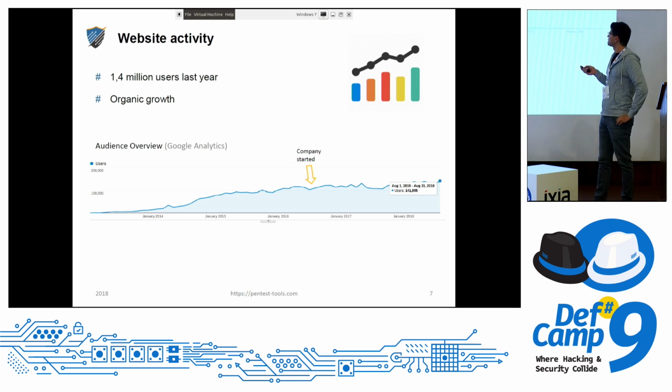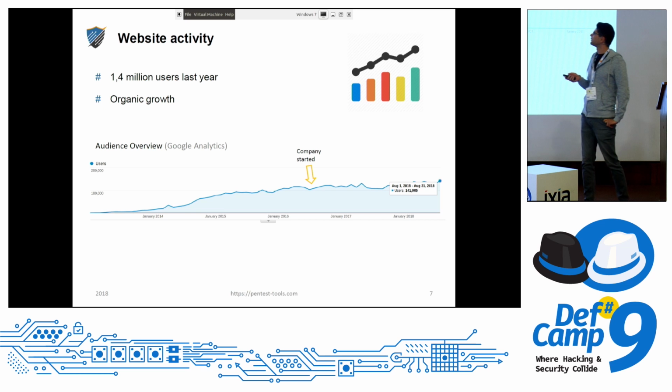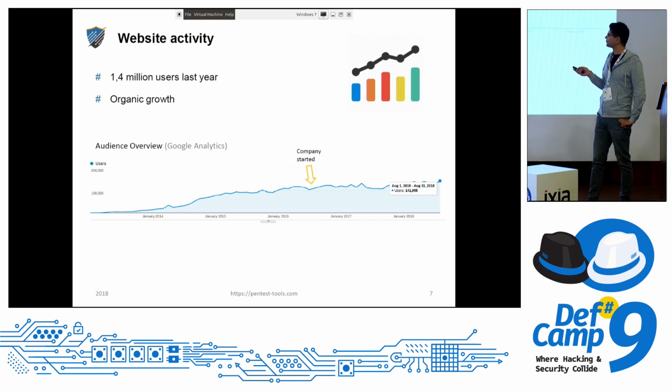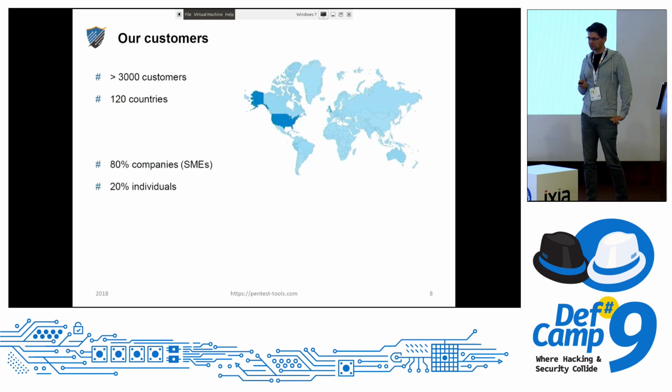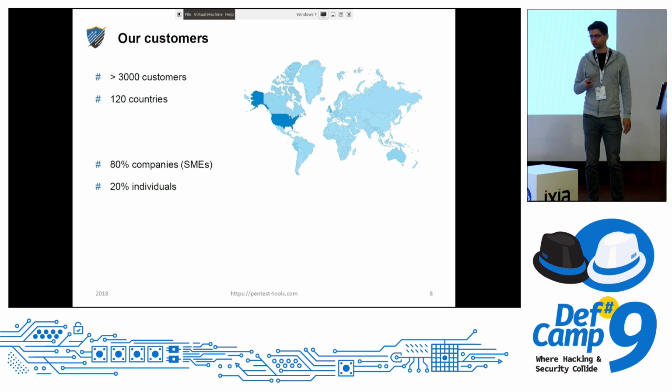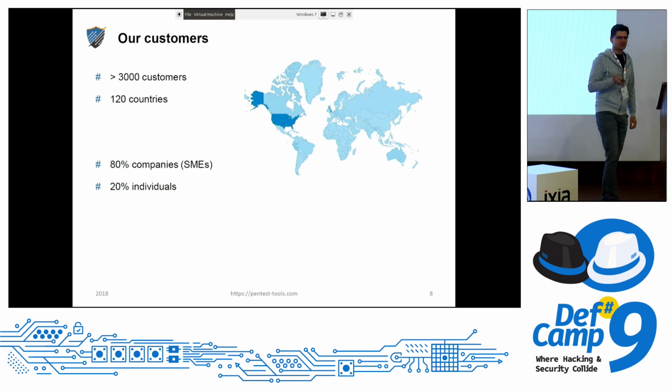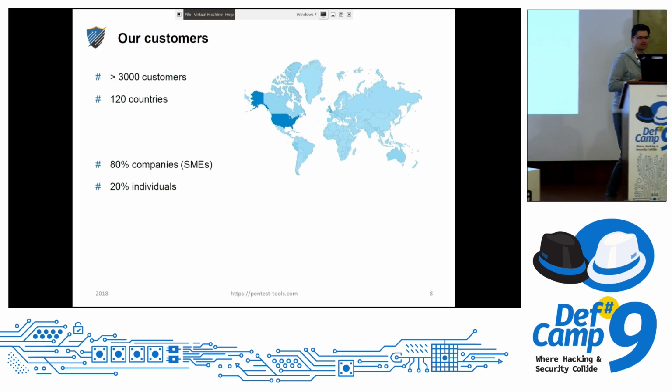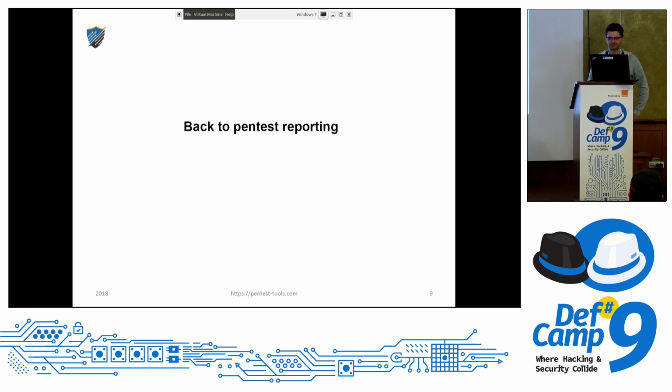Here is a little bit of historic data. For the last year, we had more than 1 million users. This is according to Google Analytics. We have pretty many customers, we say, from all over the globe. Not quite Romania. And 80% of them are companies, and the others are individuals.